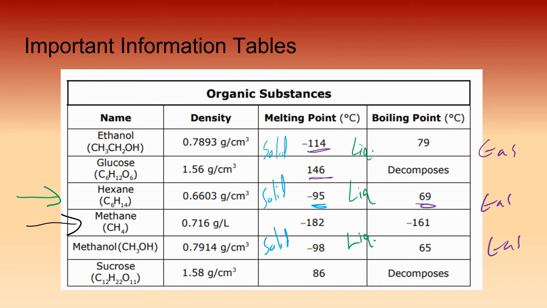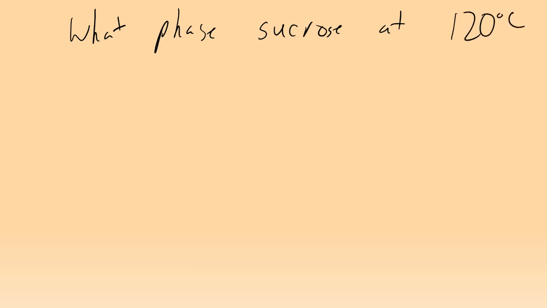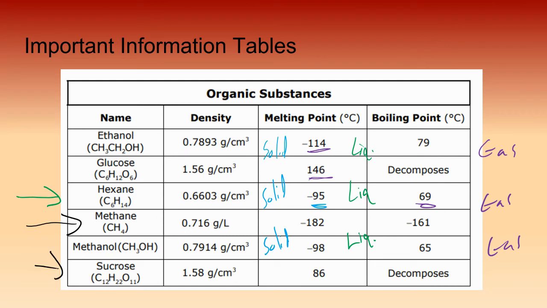So let's get into, let's say, sucrose. So what state, what phase is sucrose at 120 degrees Celsius? So sucrose is right here. It melts at 86. It decomposes higher than that.